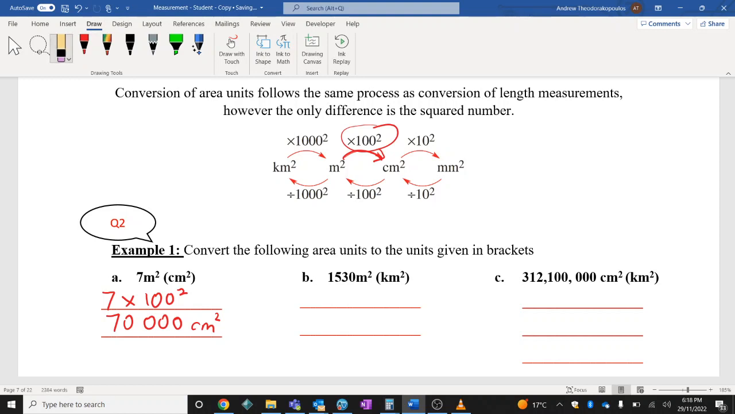Here, for this one, we are going to go from meters squared to kilometers squared. So we now need to divide by 1,000 squared. 1530 divided by 1,000 squared, which gets me an answer of 0.00153 kilometers squared.